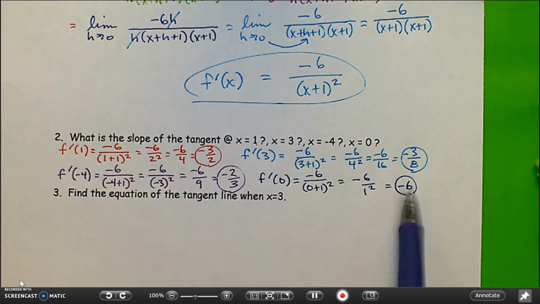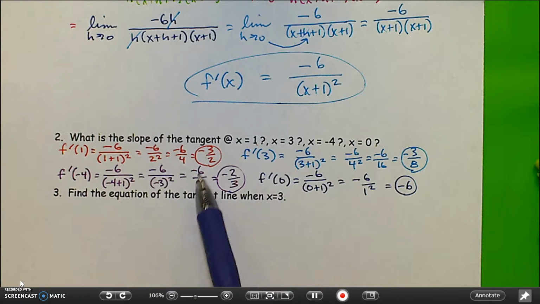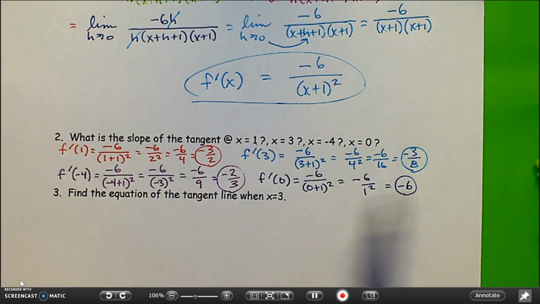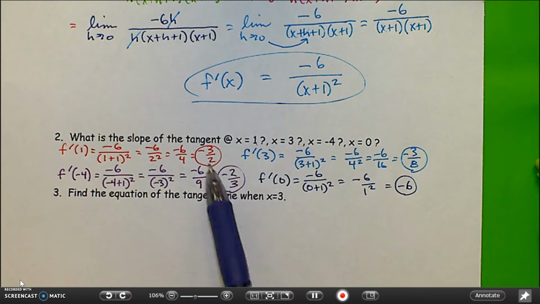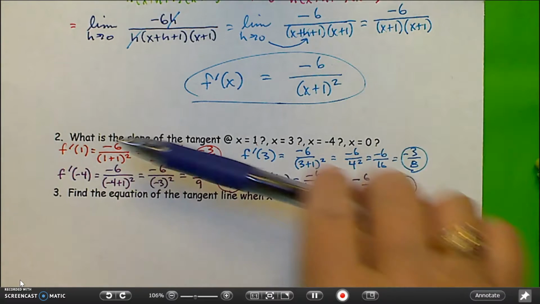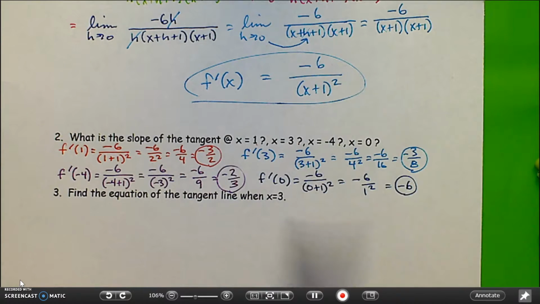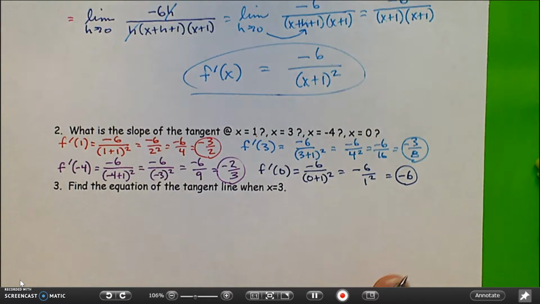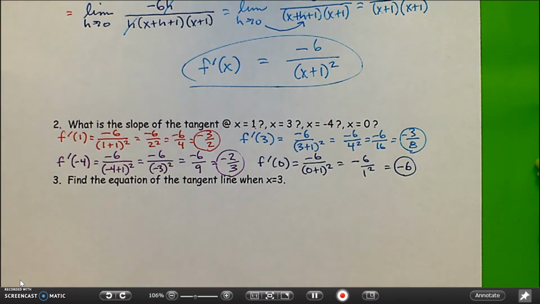So I can actually see from all of these points, it tells me a little bit about the original function. I can see that the tangent lines have negative slopes. That gives me the idea that the function is decreasing at all these different values. Okay, and we'll expand more of that kind of stuff as we progress in the course. For now, find the equation of the tangent line when x equals 3.